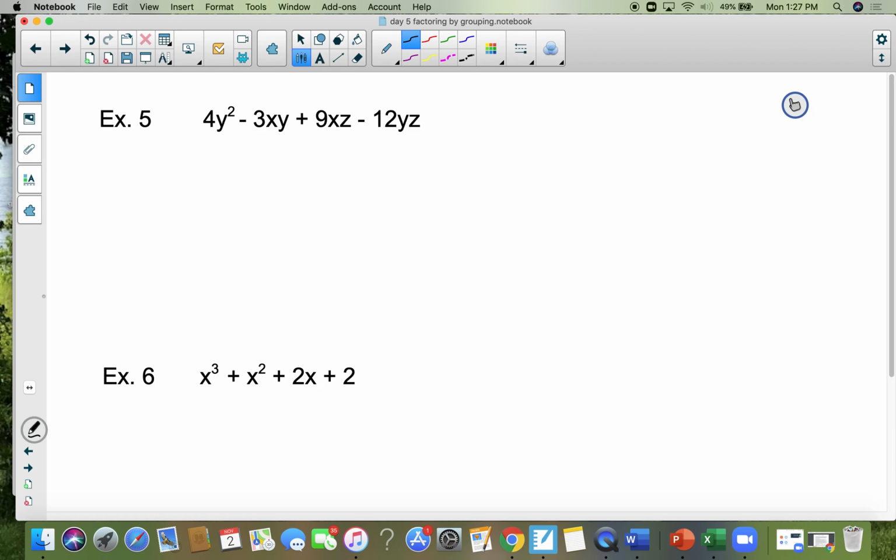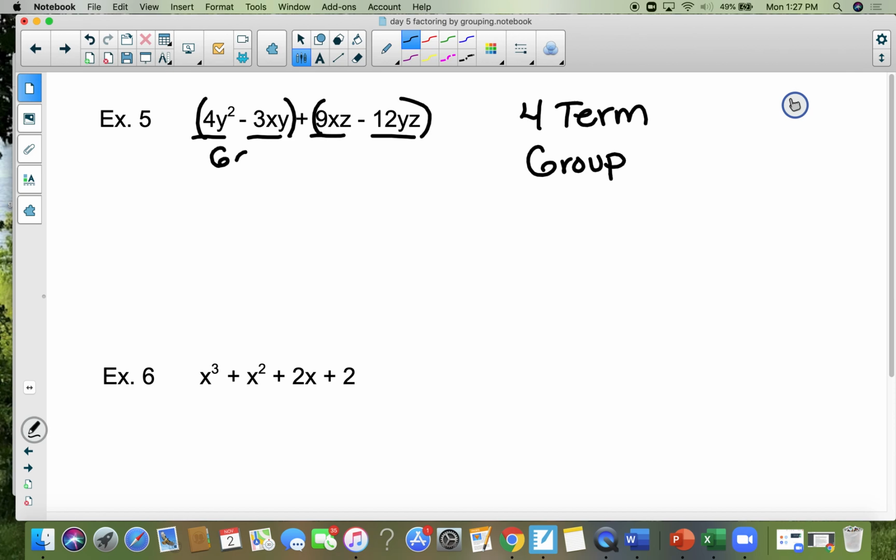This is a 4-termer. Count the terms. 1, 2, 3, 4. You're going to solve by grouping them. So I'm going to group the first two, and I'm going to group the second two. And what I'm going to do is take the GCF out of here, and I'm also going to take the GCF out of here.